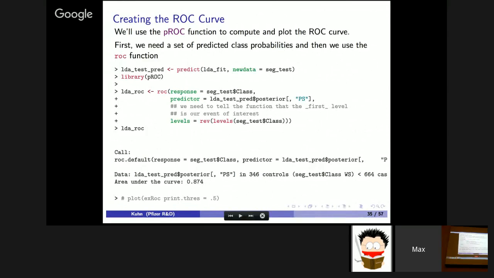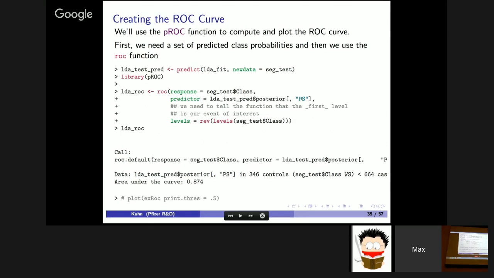When I load this package, I'm going to use the roc function. The first thing it needs is the actual true classes, and that's in the class designation. This is a factor that's either WS or PS. And then it needs a measure of likelihood. In this case, I'm going to use the posterior probability of it being a poorly segmented cell.